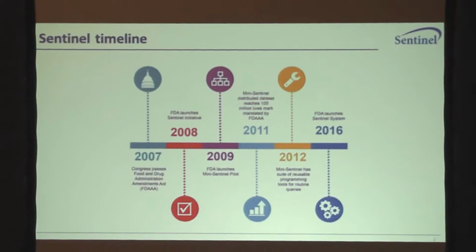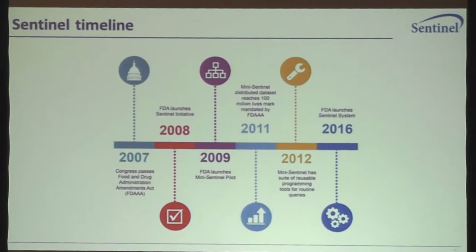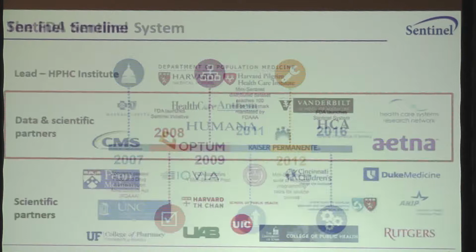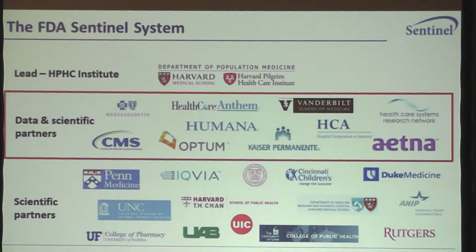Just very quickly, Sentinel is a congressionally mandated system, meaning that the FDA was asked by the US government to stand up an active surveillance system to monitor the safety of medical products that the agency regulates. Sentinel started as a pilot called Mini-Sentinel in 2009, and grew up to become the fully functional Sentinel in 2016. Sentinel is a distributed data network in which we have 18 data contributing sites that provide electronic health data from transactions of insurance or clinical care, like insurance claims data or electronic health record data. We also have a network of academic partners who provide content and methodological expertise.